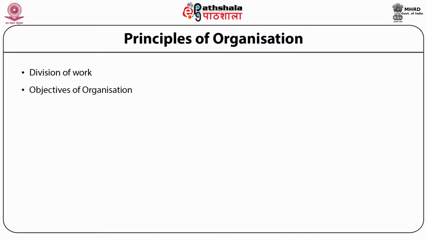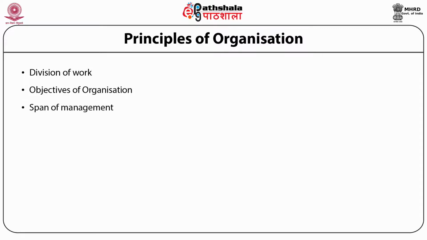Second is objectives of organization. An organization is established for the attainment of certain objectives. The organizational structure varies according to the objectives that have to be achieved. The authority, responsibility, and accountability are also assigned accordingly.